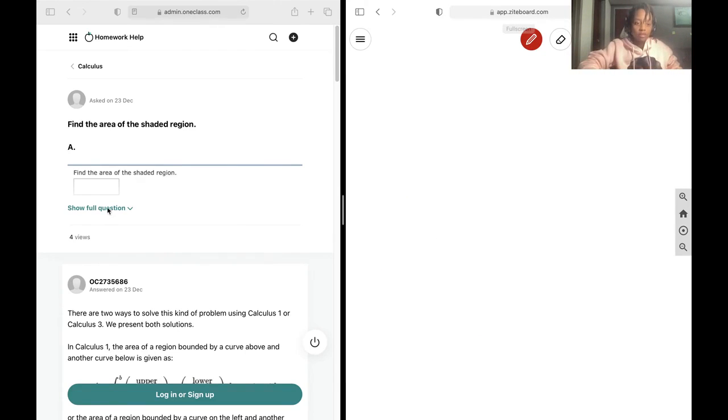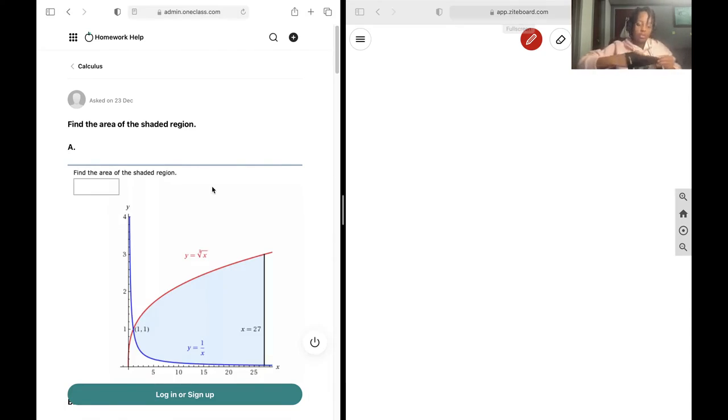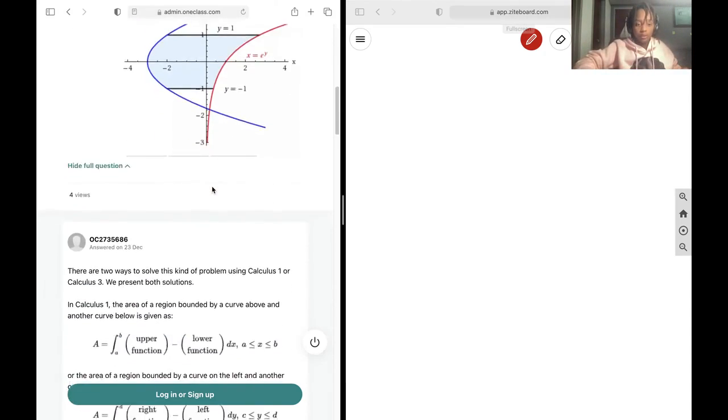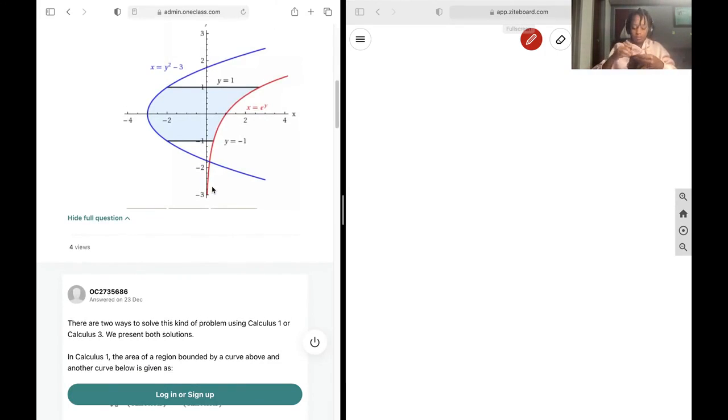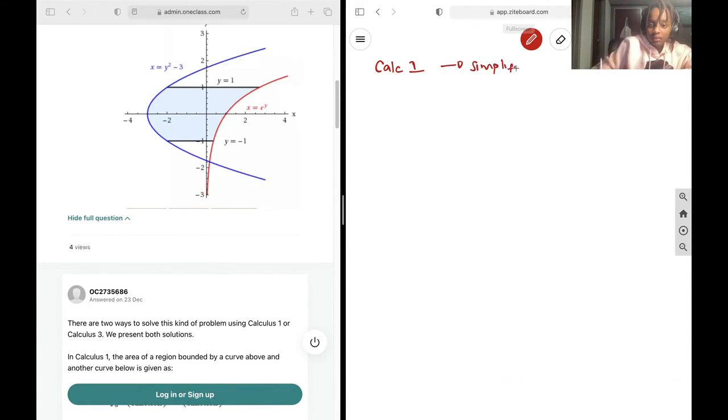Okay, next up, we would like to find the area of the shaded region. And there are going to be two ways in order for us to do this. So we have two methods. We have the Calculus 1 method, that is a simplification, or is derived, from the more straightforward Calculus 3 method.